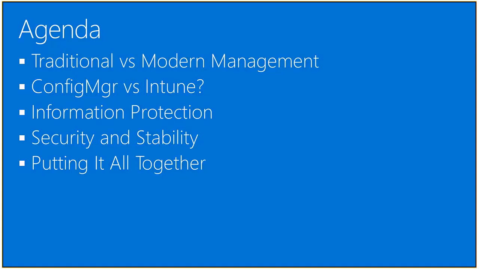Excellent. Thanks, Jay. So just a quick view of the agenda that we're going to go through. We're going to take a quick look at traditional management versus more modern management. We're also going to do a quick sidebar and take a look at Config Manager versus Intune and how some of that will play in, since a lot of people are using Config Manager today in their environment. We'll take a look at how we can address specific issues around information protection in a more modern management scenario. We'll look at some of the security and stability settings for the systems, and then we'll tie it all together and see what it looks like end to end.